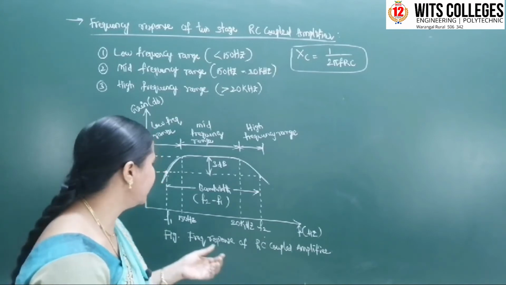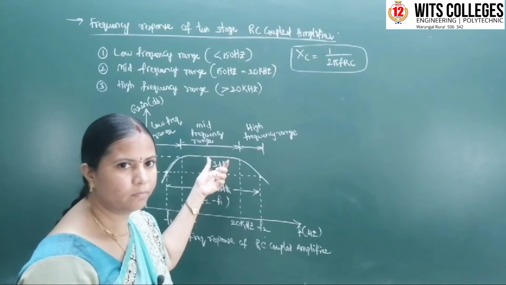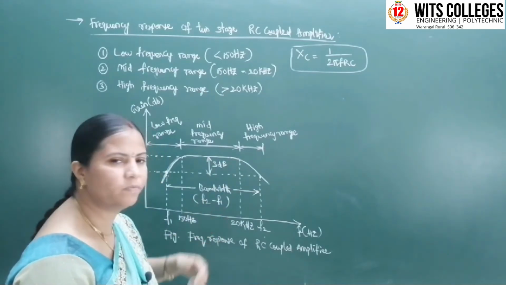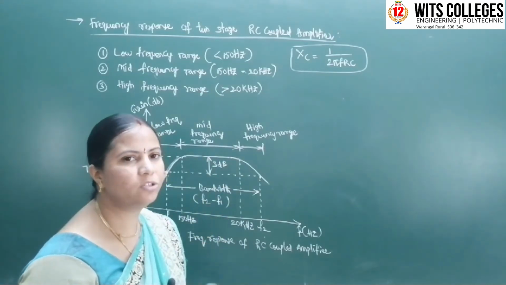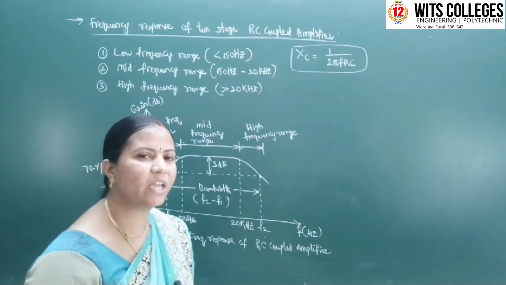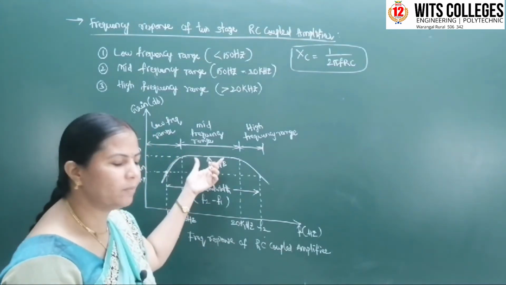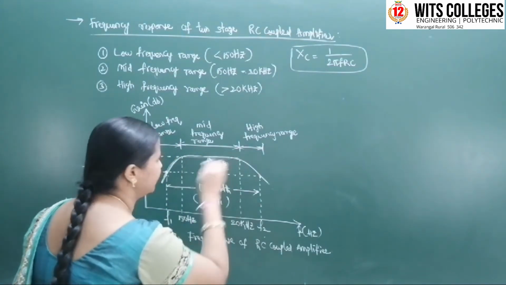So what will happen here? The gain of the amplifier is going to be constant. Okay, now at the mid frequency range, because of the coupling capacitor, the reactance of the coupling capacitor in the mid frequency range is very small, so that it can be neglected. So in the mid frequency range, the voltage gain of the amplifier is going to be constant like this.